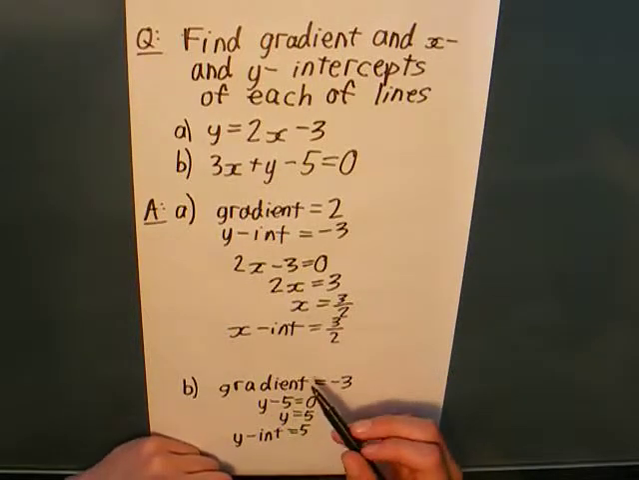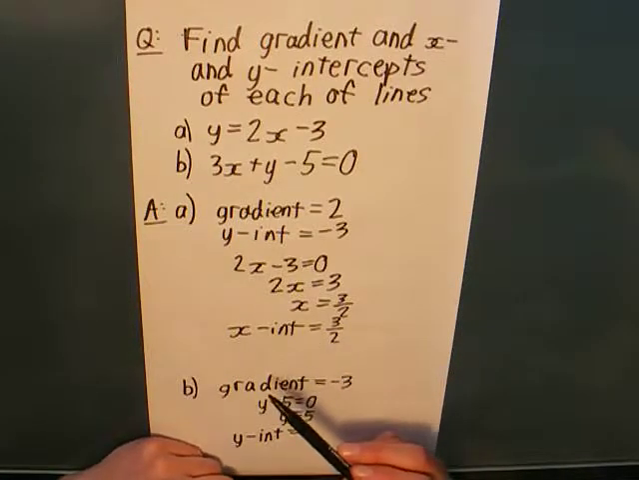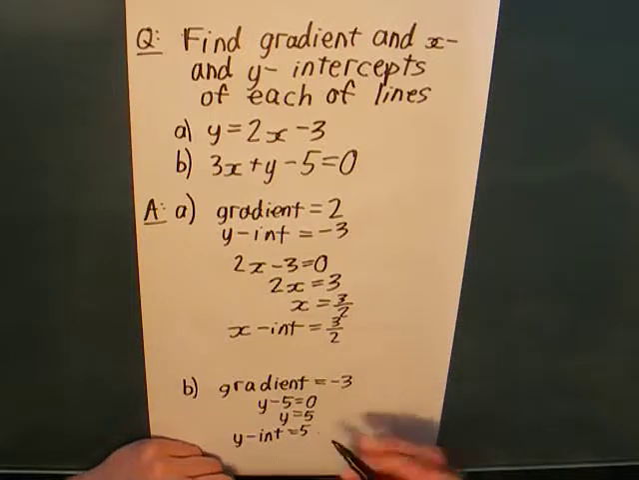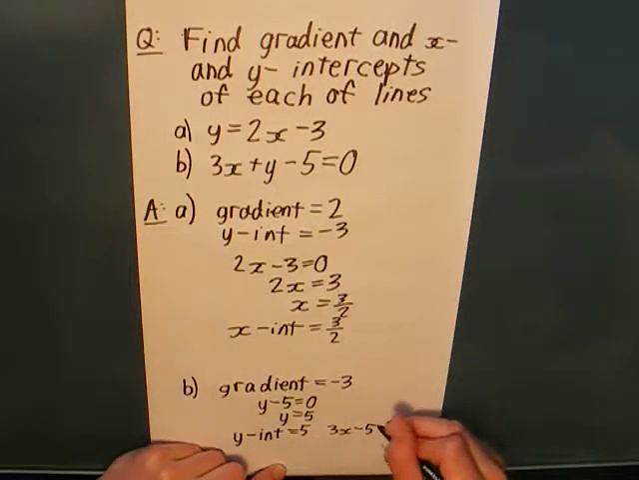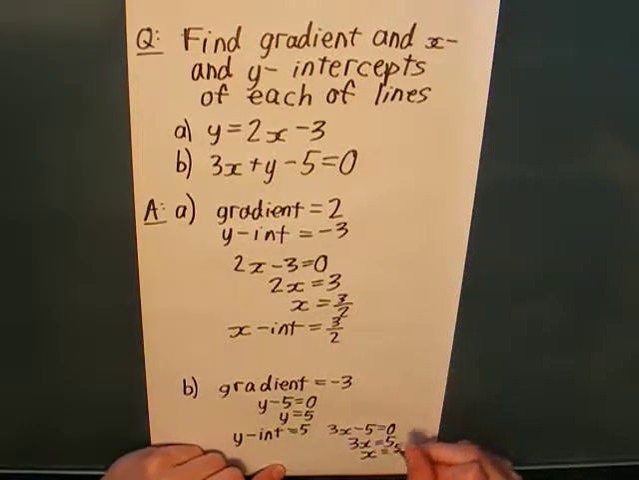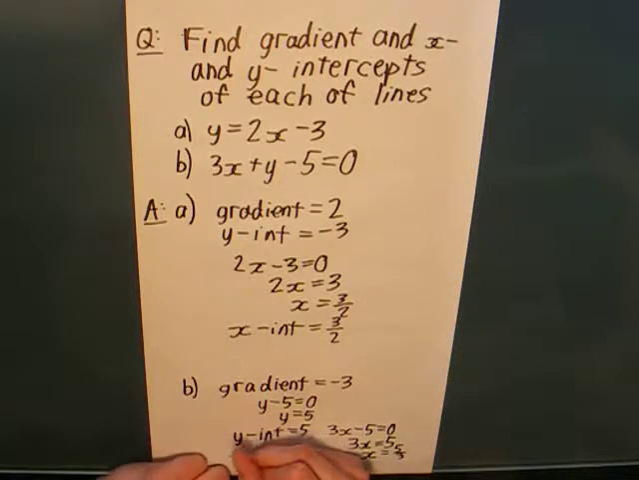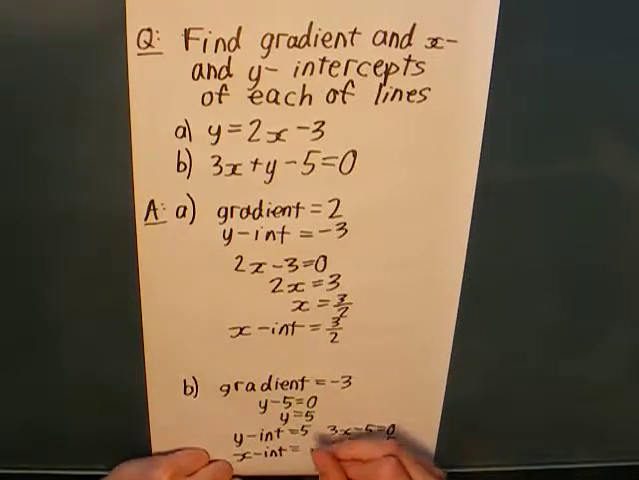And for the x-intercept, we set y equals 0 and see what happens. And that gives 3x minus 5 equals 0. 3x equals 5. x equals 5 over 3. So the x-intercept equals 5 over 3.